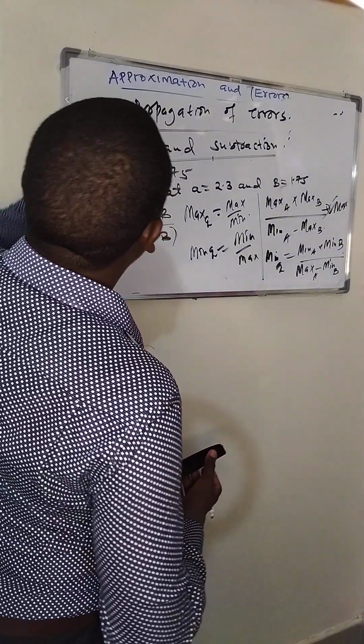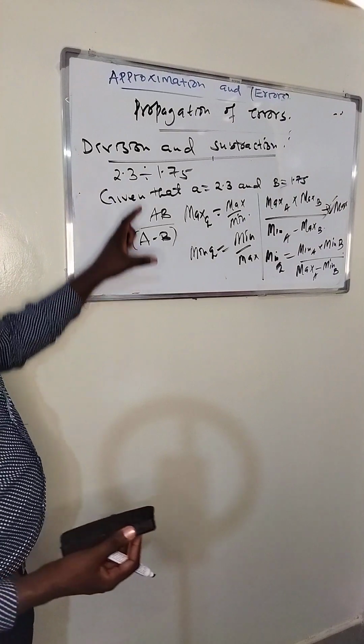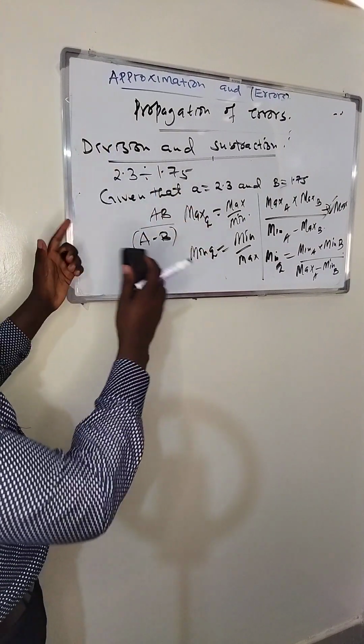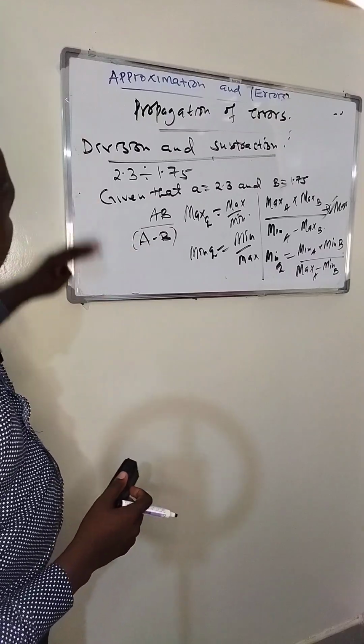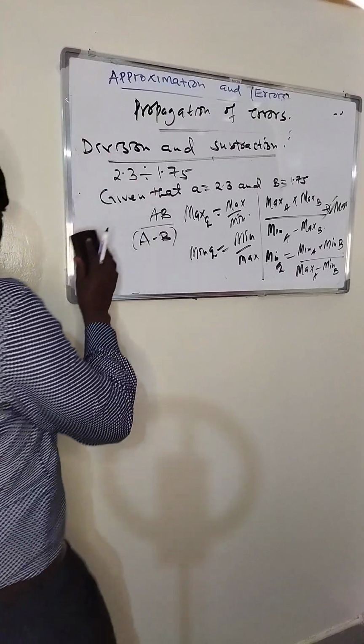That is on propagation of error. So you need to take note of how you classify them: addition, subtraction, addition and multiplication, division and subtraction.